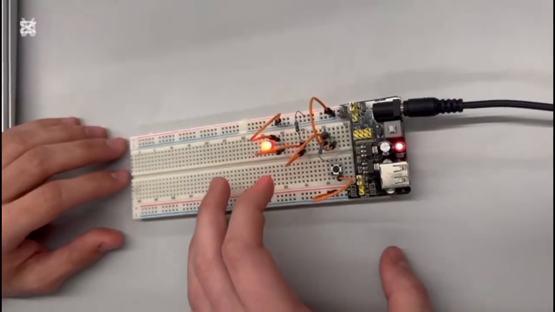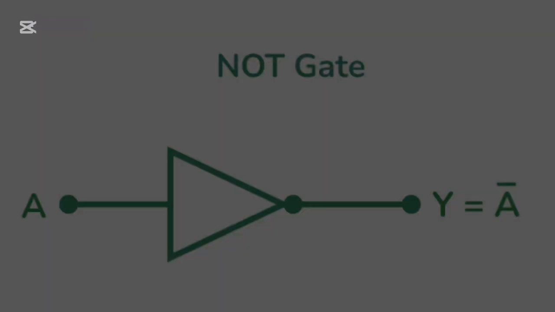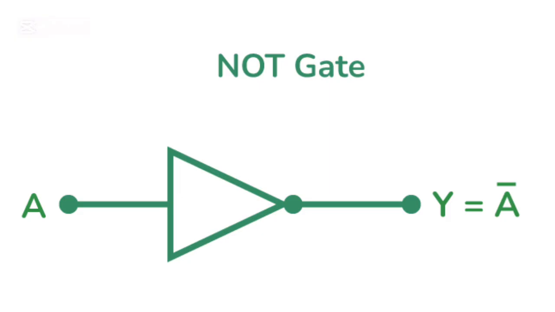Now, let's move to the explanation of the NOT gate. Here we can see the NOT gate. On the left side, we have the input labeled A. This is where the signal enters the gate. In our lab, this input comes from the push button. When we press the button, we send the logic 1. When we release it, the input becomes 0.